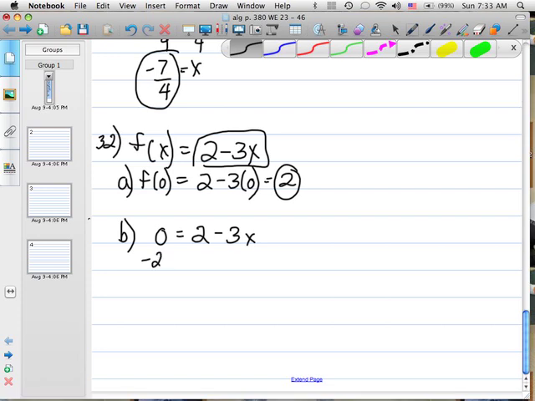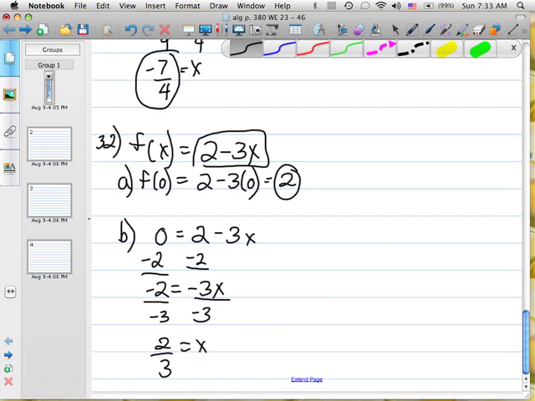So solve the two-step problem. Subtract 2 first. So we get negative 2 equals negative 3x. Divide by negative 3. And we find out that 2/3 would work. If I put 2/3 in here, it would cancel with the 3, and I get 2 minus 2, which makes 0.